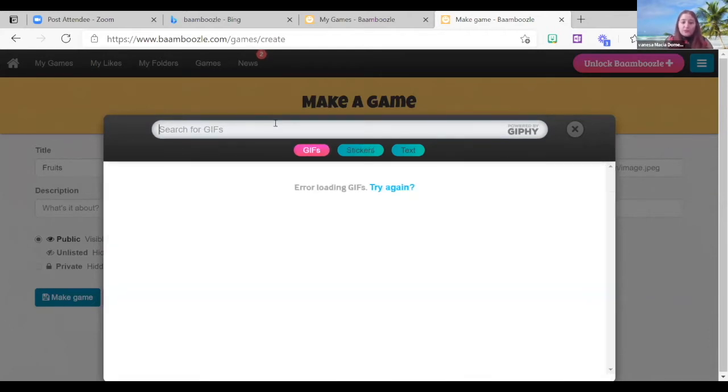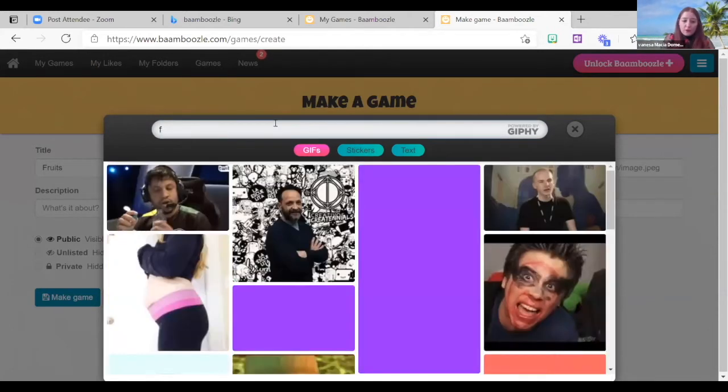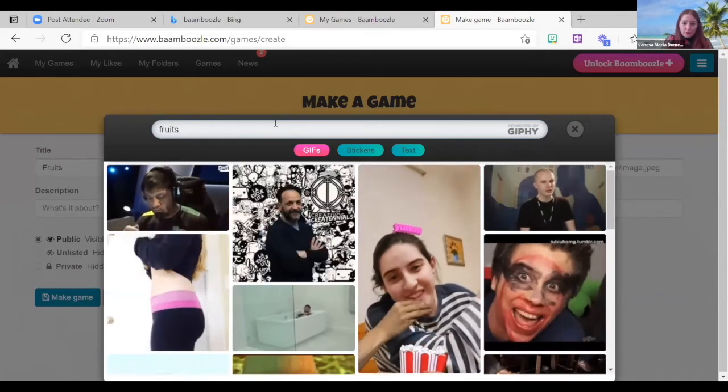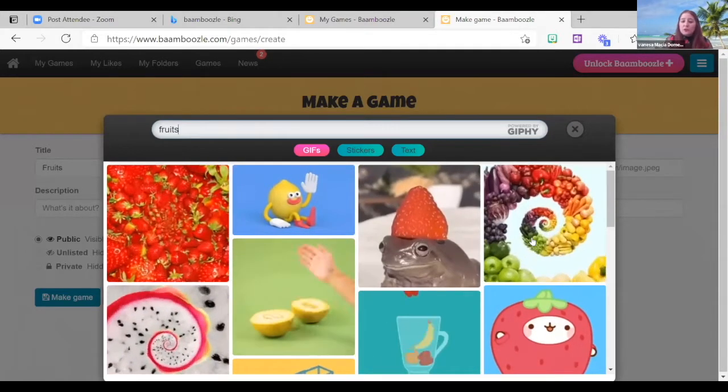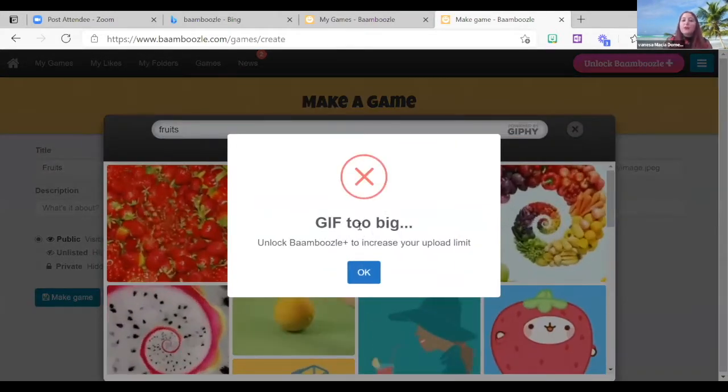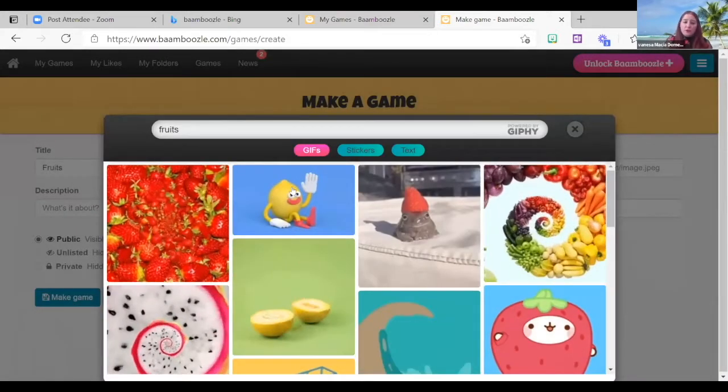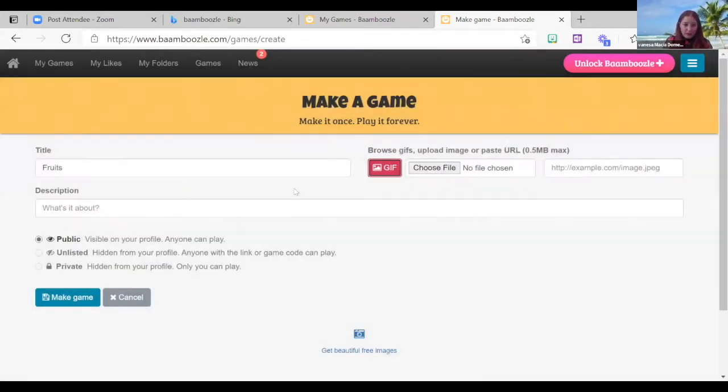So let's put fruits. I'm going to write down fruits to see what comes up. Sometimes the GIF is too large and it's not going to allow you, like here, too big. So let's select another one, this one. Okay, description: frutas en español. Make a game. Your games are always going to be public, because if you want unlisted or private, you will need the paid version. Let's make a game.